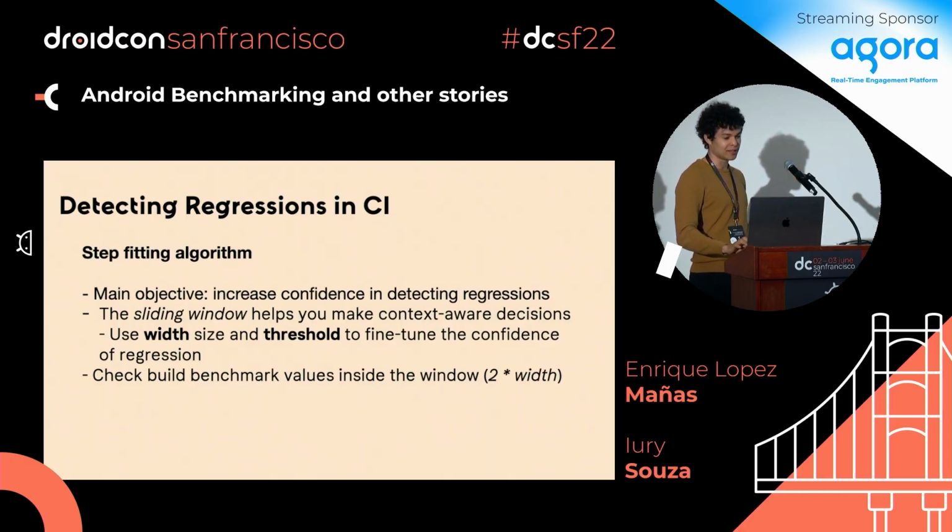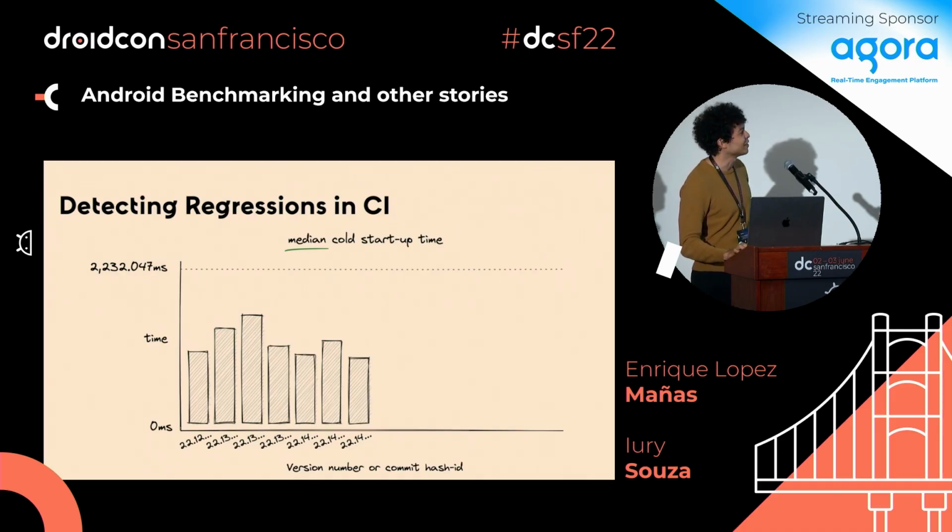And there's more graphic data here that's going to help. Right, so imagine you have this time series with these build values, with these benchmark values, and another piece of data comes up, right? So you want to understand if this is actually a regression or not.